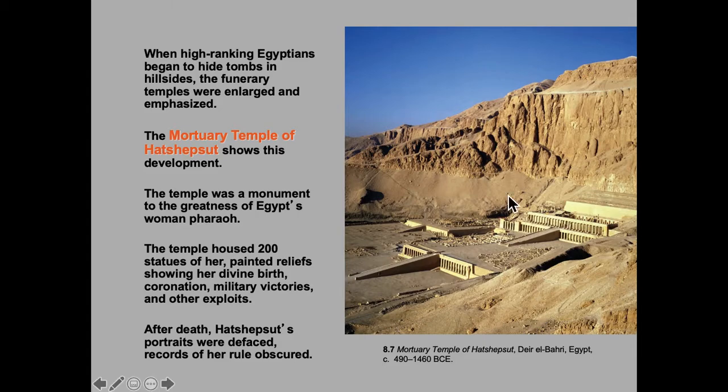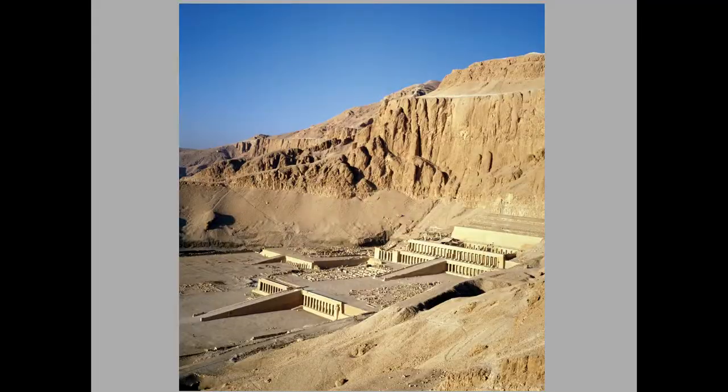Okay, so this is Hatshepsut's mortuary temple, and you can see now we're into a real mountain. We're digging into it, and we're hoping, at least these pharaohs are hoping, that this is not going to be robbed in the way that other tombs were robbed. Okay, so this is a monument to the greatness of Hatshepsut, female pharaoh, and it had 200 statues of her, painted reliefs and so on. But after death, the portraits were defaced and records of her rule were obscured because she was a female ruler.